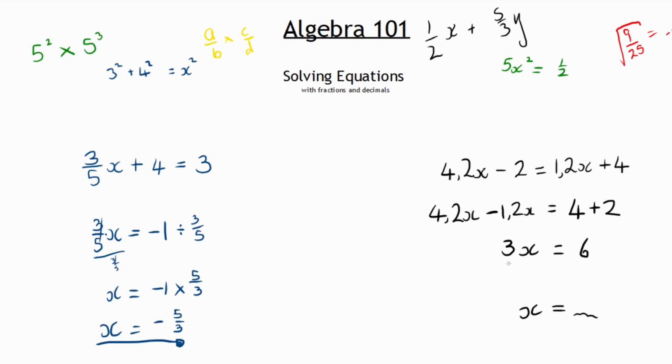So what I would do to the left is I would divide by 3 because that would cancel out. But what I do to the left, I do to the right. And so 6 over 3 can simplify to 2. And that would be our final answer.